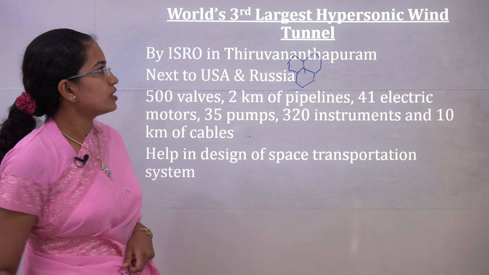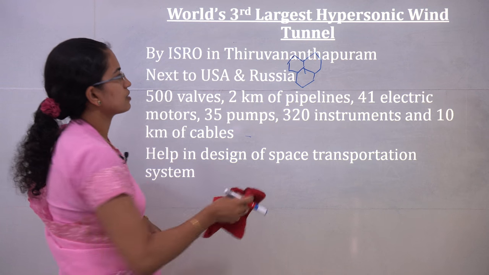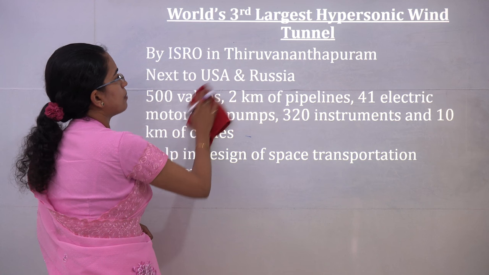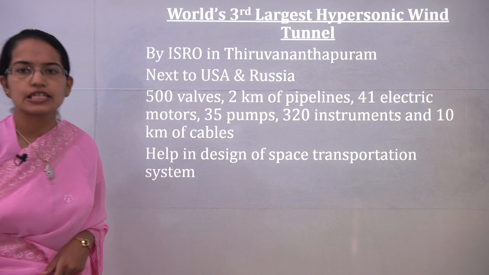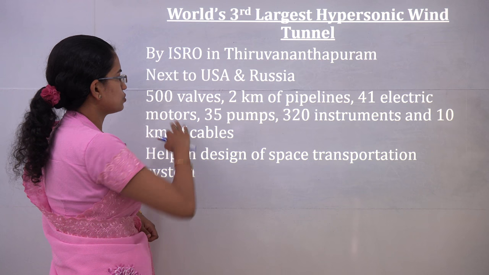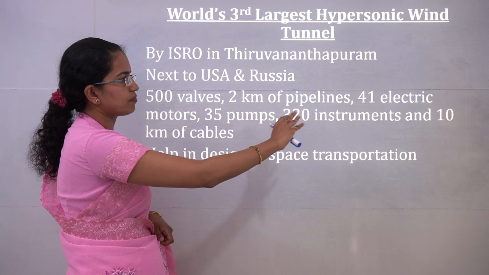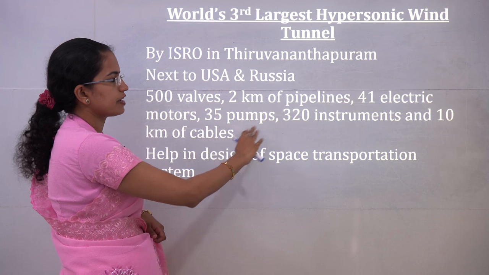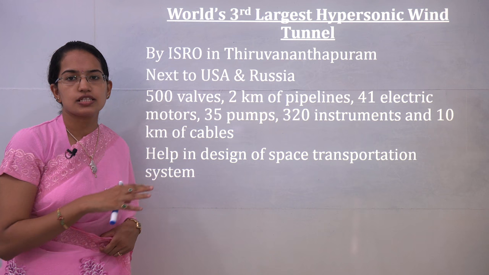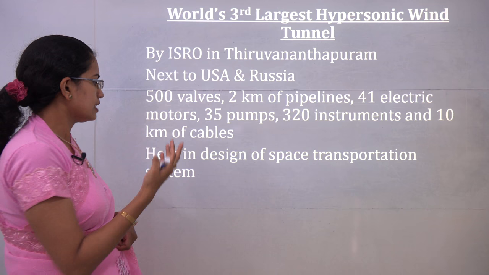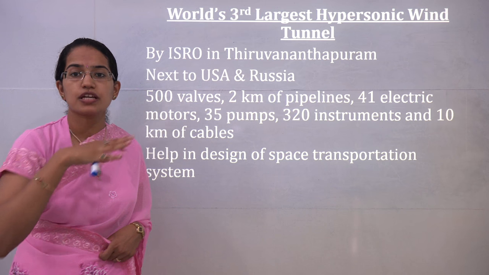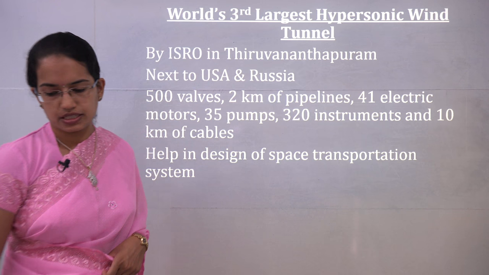The next is the world's third largest hypersonic wind tunnel. This has been developed in Trivandrum by ISRO, and India is the next country after United States and Russia to develop it. This includes 500 walls, has 2 km of pipeline, 41 electric motors, 35 pumps, numerous instruments and cables, and this is a unique initiative to help design the space transportation system, because this hypersonic wind tunnel would be a unique innovation for space researchers.